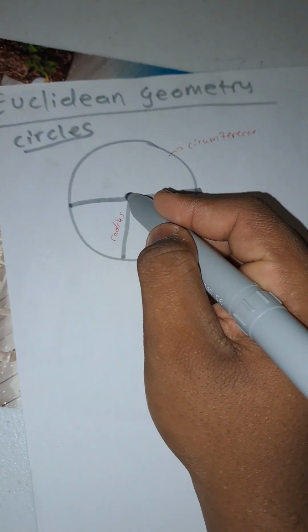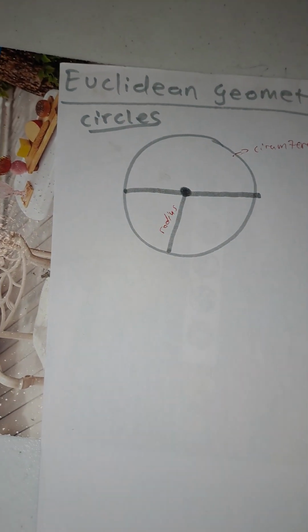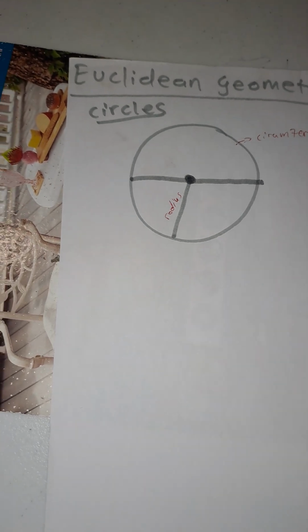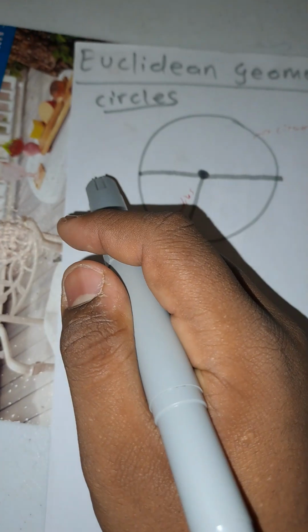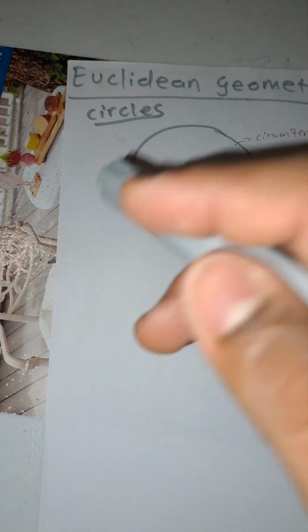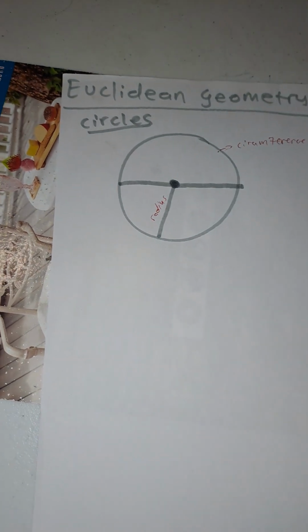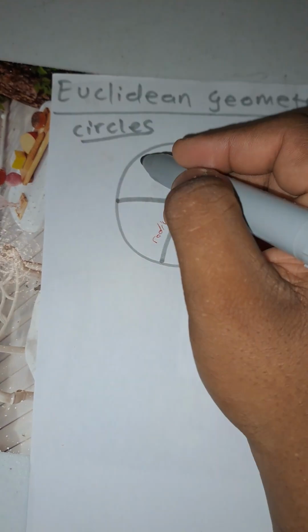And I have this line called the diameter. A diameter is a special chord that passes through the center of the circle. A diameter is the length of a straight line segment from one point on the circumference to another point on the circumference that passes through the center of the circle.